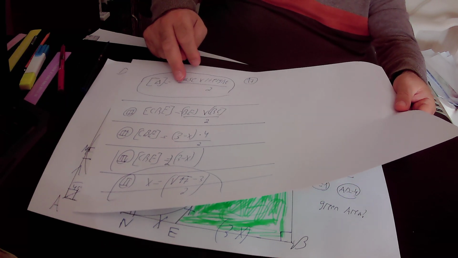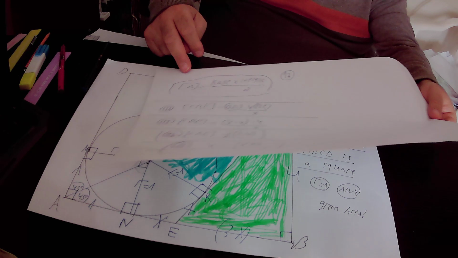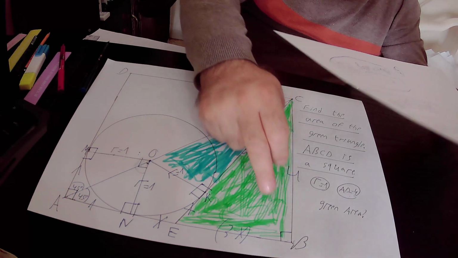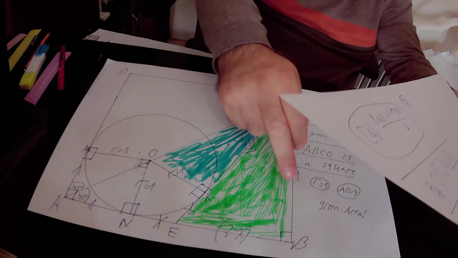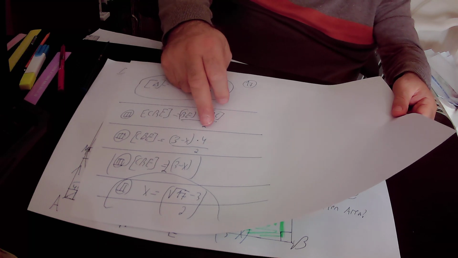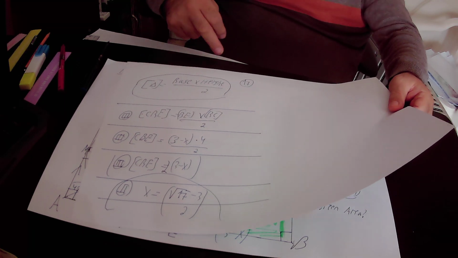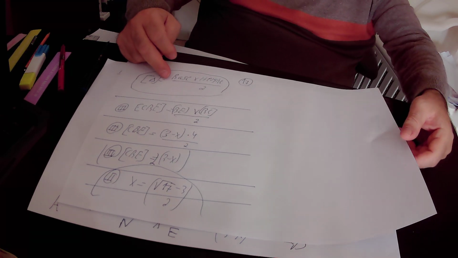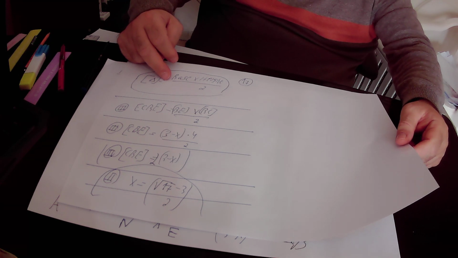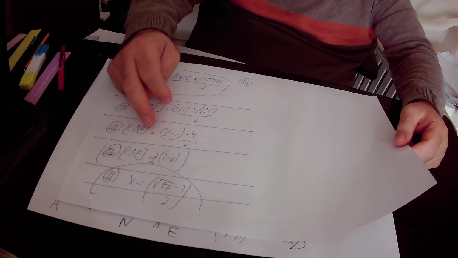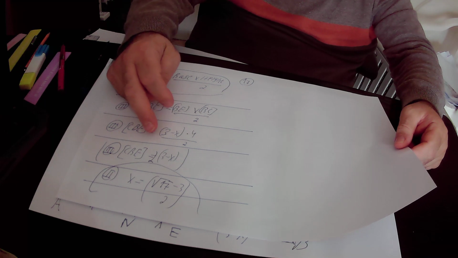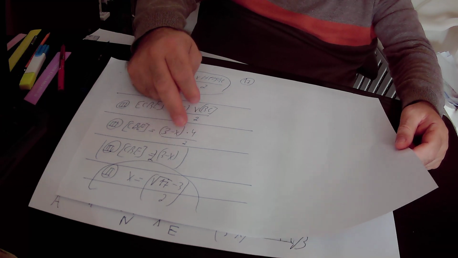So the area of the green right triangle CBE equals the base, which is 3 minus x, and the height is 4. So it is 3 minus x times 4 over 2. 4 over 2 is 2. So in conclusion, we got that the area of the green right triangle CBE equals 2 times 3 minus x.